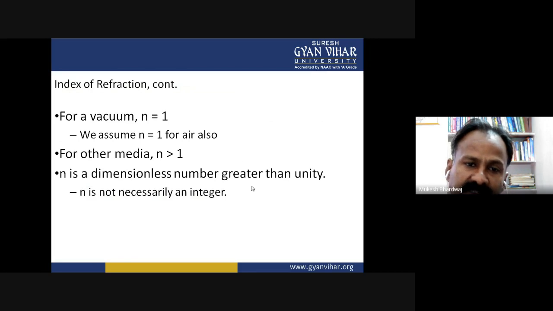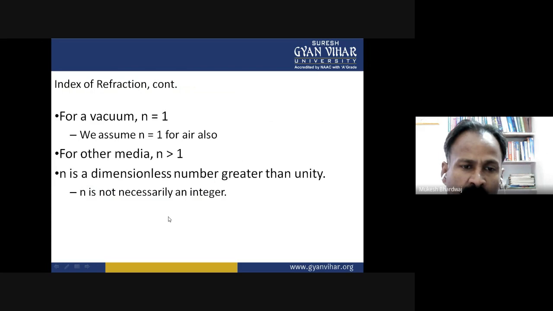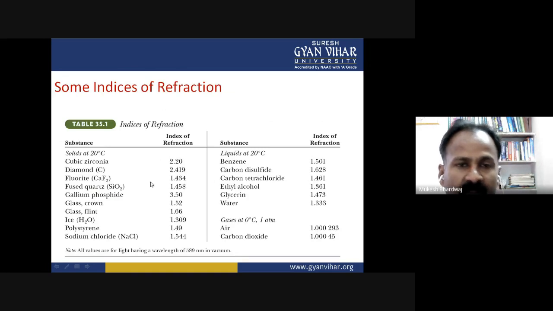Index of refraction is a dimensionless number greater than unity. For vacuum, it is n equals 1. These are the refractive indices of some materials.